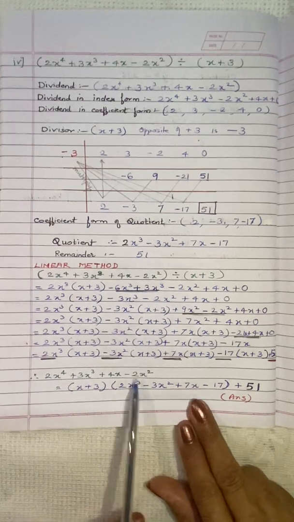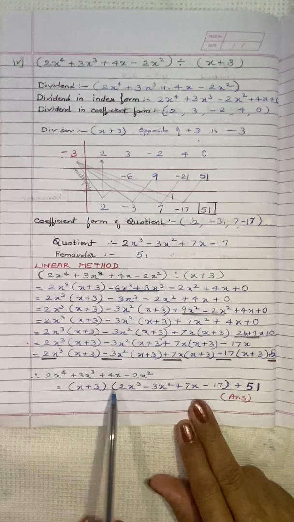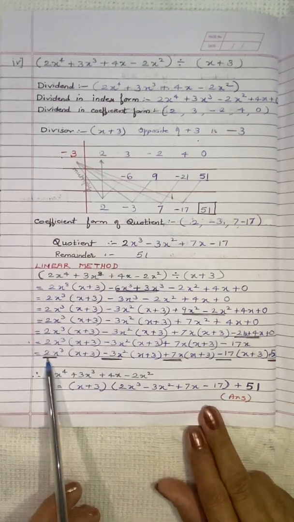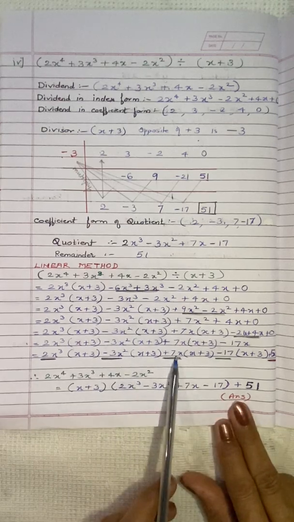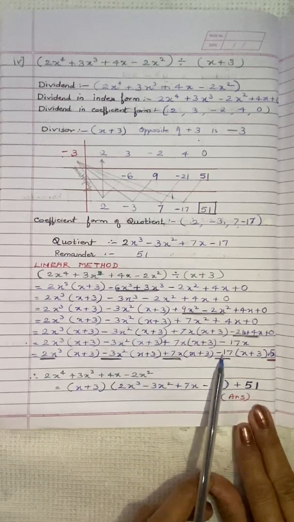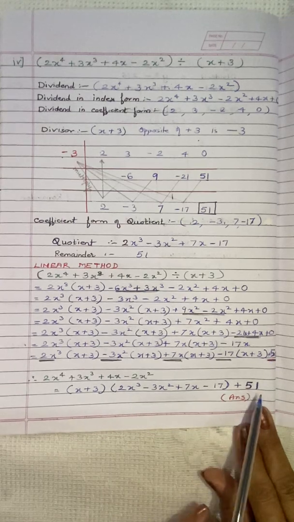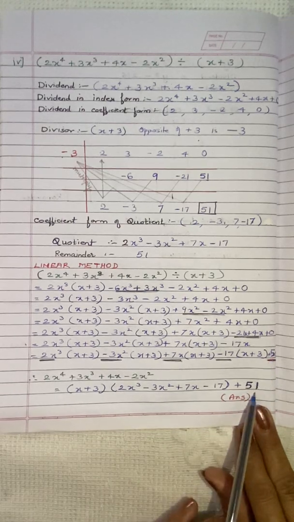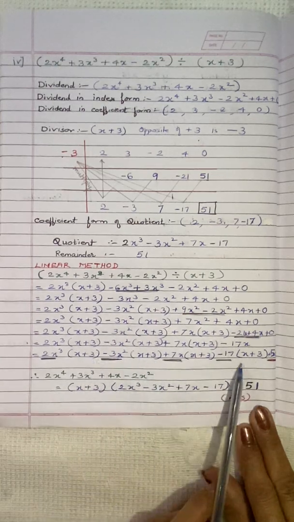Now we will copy the quotient. This is the expression given. So dividend is equal to divisor. Divisor is x plus 3 multiplied by the quotient: 2x cube minus 3x square plus 7x minus 17. 51, last one will be the remainder. So plus 51. These are all common divisors.